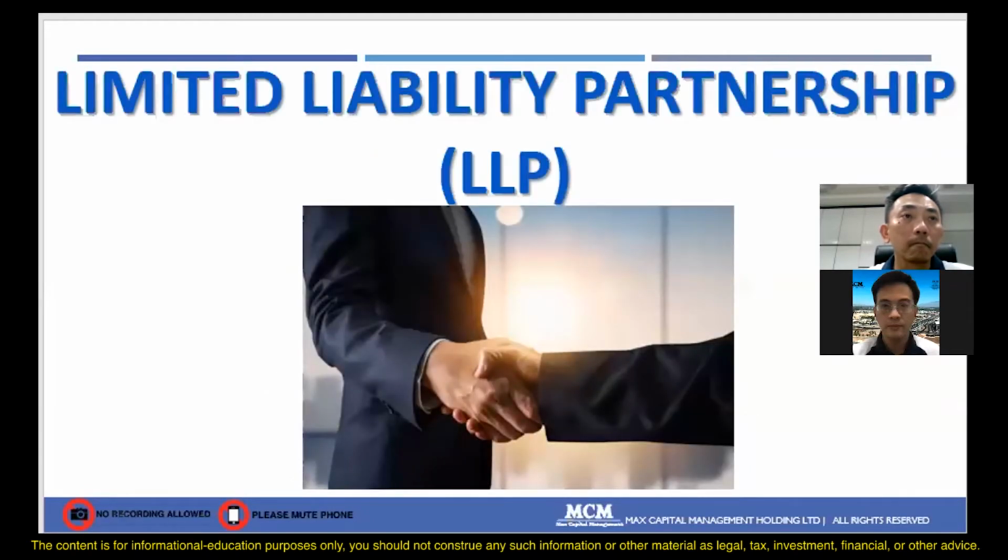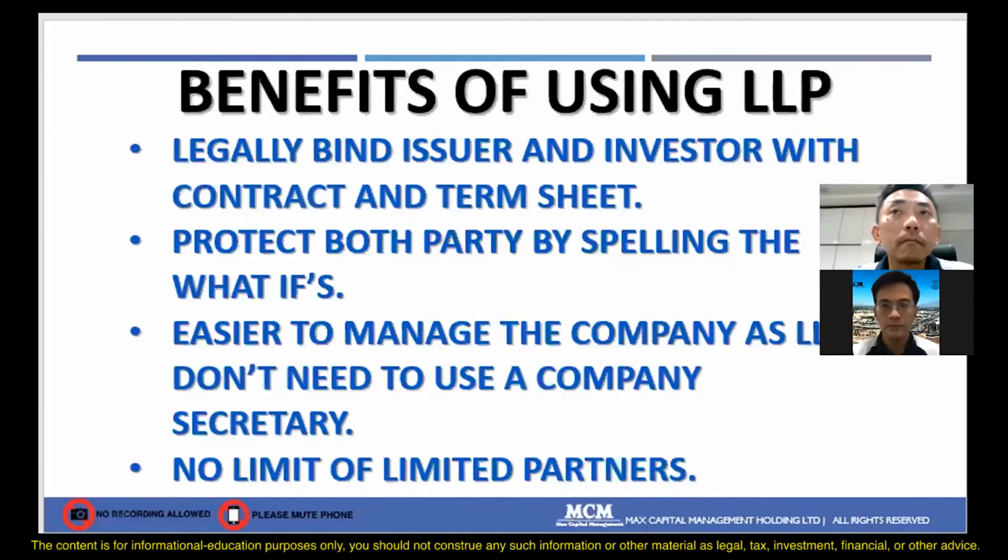And then the second one, we look at the limited liability partnership. Usually there are a few types of company, right? You have Berhad and everything. But why does MCM usually use the limited liability partnership, the LLP? Let's look at the benefits of using the LLP. The first one is that we want to legally bind issuer and investor with a contract and term sheet. This is the most important thing. We want to legally bind them for whatever is needed, and protect both parties by spelling out the what-ifs.